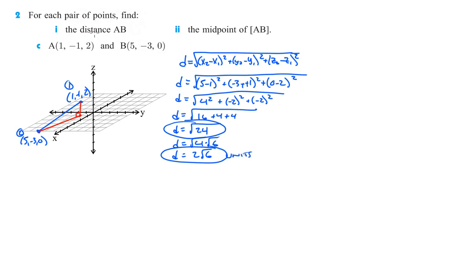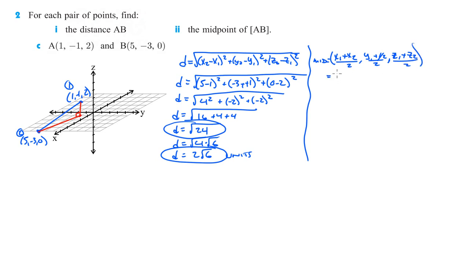Okay. So there's our distance, and then for the midpoint, we just use the midpoint formula, which is just like the midpoint formula for 2 points. That's got one extra piece, right? So we'll do x1 plus x2 over 2, this is the midpoint, and then y1 plus y2 over 2, and z1 plus z2 all over 2.